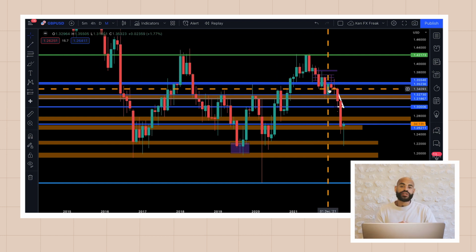The outperformance here for the greenback comes because, remember, we're driven by interest rates, what's going on in the economy, and what the respective central bank is doing. Because as a foreign investor, say you live in Europe and you've got a lot of cash, you want to invest in the United States or the UK, you want to see who's offering the highest interest rates.